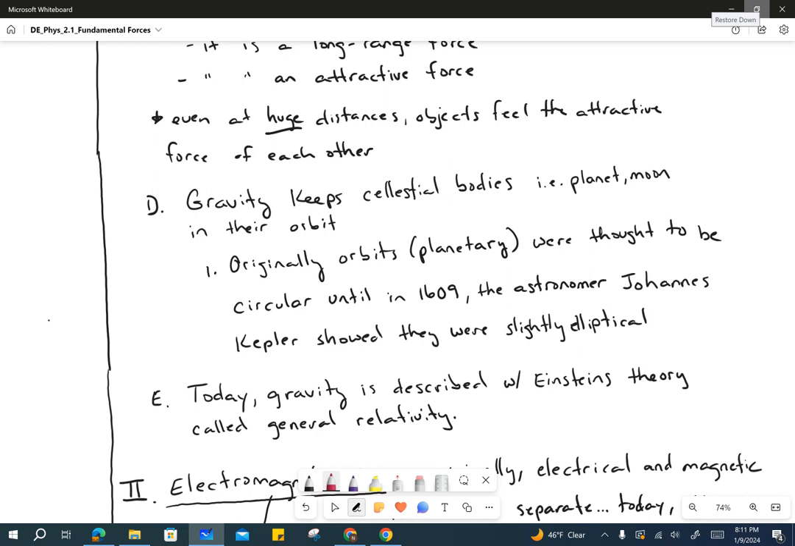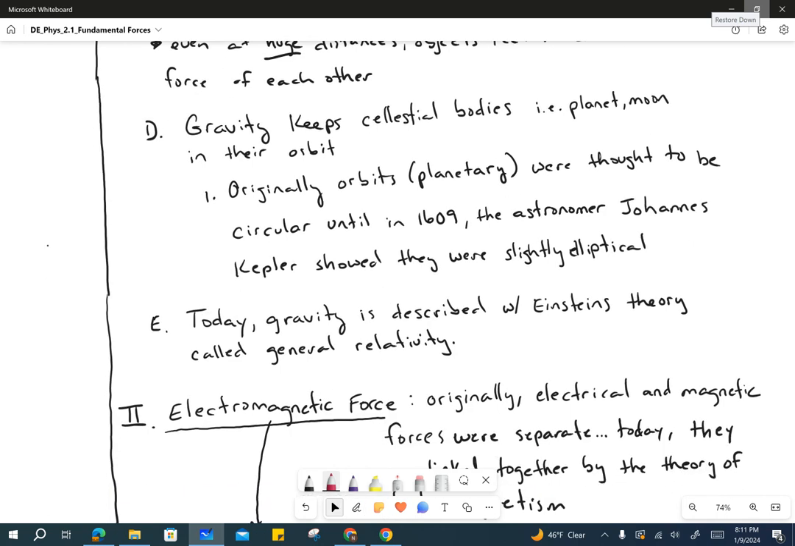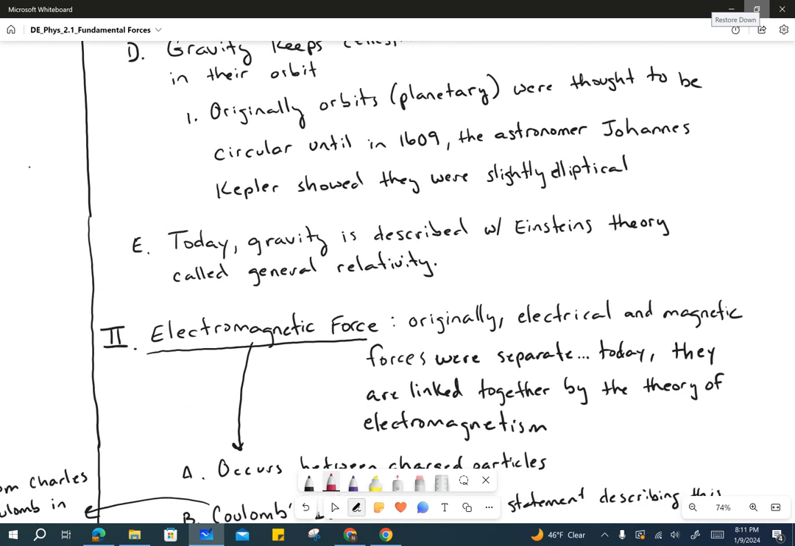Okay. You might think of an orbit as being circular. Most of the world thought it was until a guy by the name of Kepler came in and said that the orbits for most of the planets are a little bit more oval shaped, or what we call elliptical. Okay. Towards the end of these notes, you'll see that three of the four fundamental forces fit into the standard model. Gravity does not fit into the standard model. They're working on that right now. Gravity is described using Einstein's theory of general relativity. Okay.